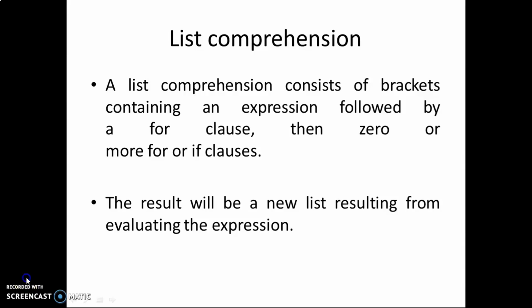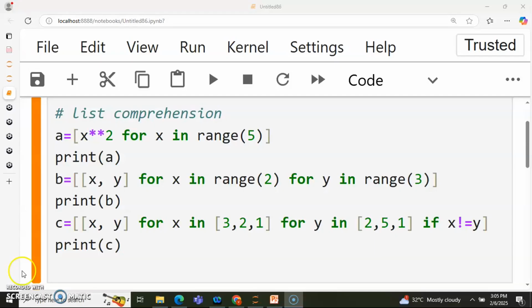Next, let us discuss list comprehension. A list comprehension consists of brackets containing an expression followed by a for clause, and then 0 or more for or if clauses. The result will be a new list resulting from evaluating the expression. Let us see a Python code example for list comprehension.